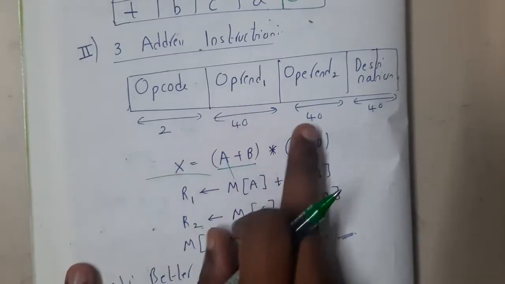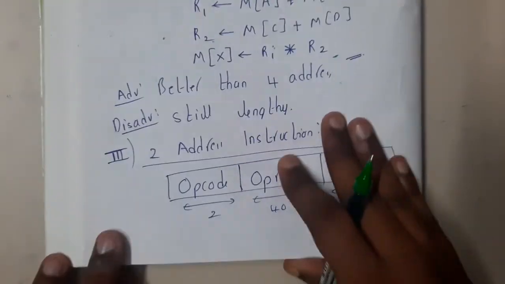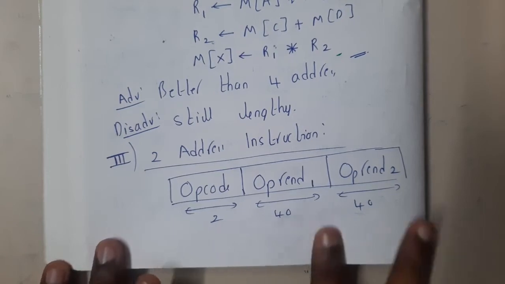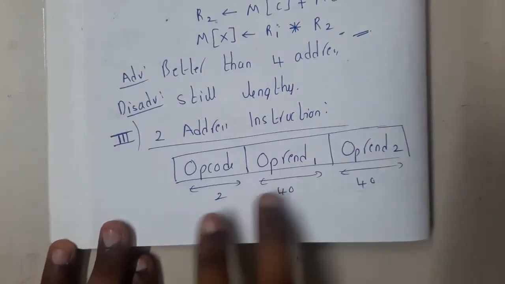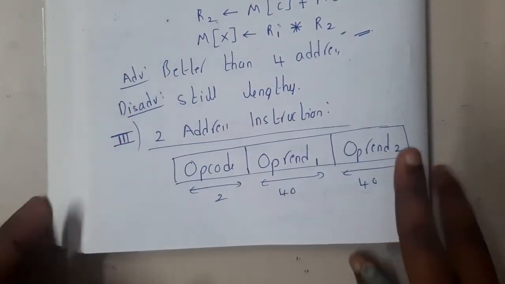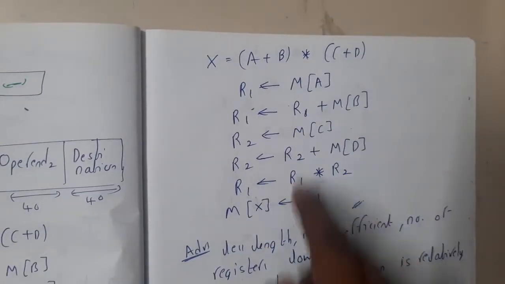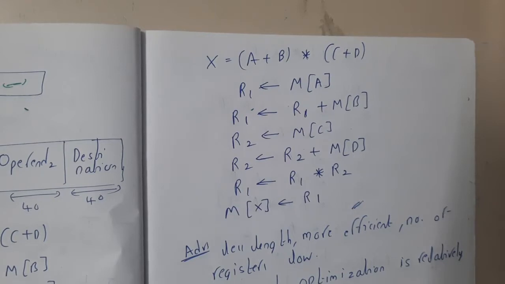Because it is again having 40 plus 40 plus 40. Yes. So the next type of addressing mode is the two address mode. So we are having only operand 1, operand 2 and opcode. So 2 plus 40 plus 40. Got it? Yes. So if you take the same example, how can we do it with respect to two addresses, guys?